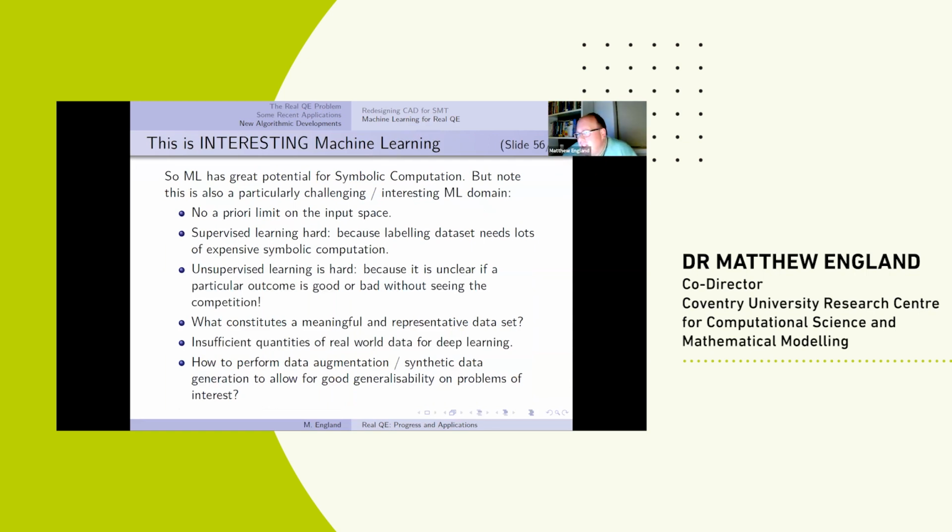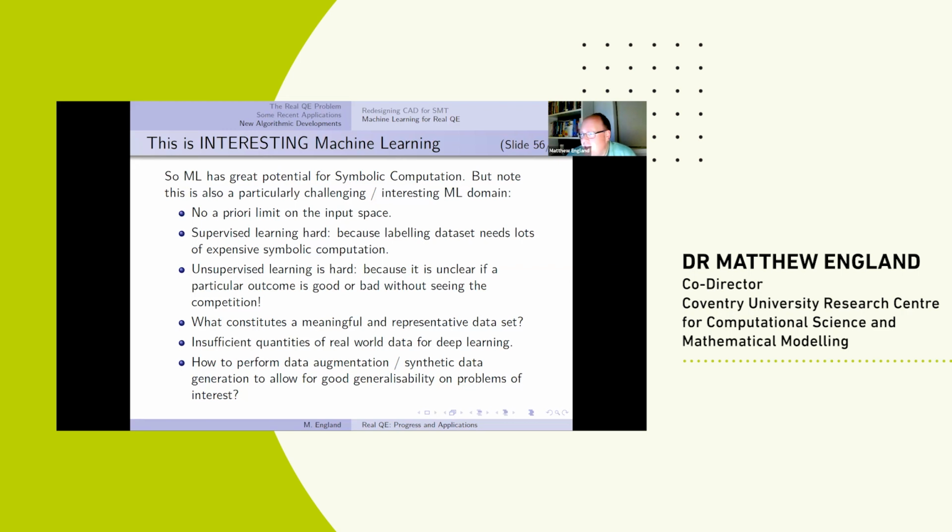So we tried to study this with machine learning. And the first thing I would say is that it's interesting machine learning, by which I mean it's difficult machine learning. So why is it difficult? Well, first of all, there's no kind of limit on the input space, so it's really hard to come up with a good representation for the neural network. Secondly, supervised learning is hard because you have to label a data set, and labeling a data set means running lots of symbolic computation, which, as we've already established, is really expensive.